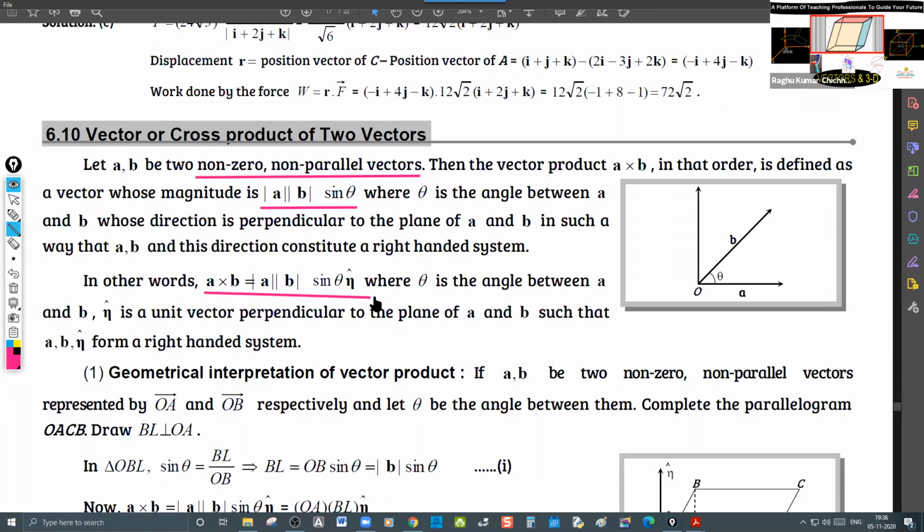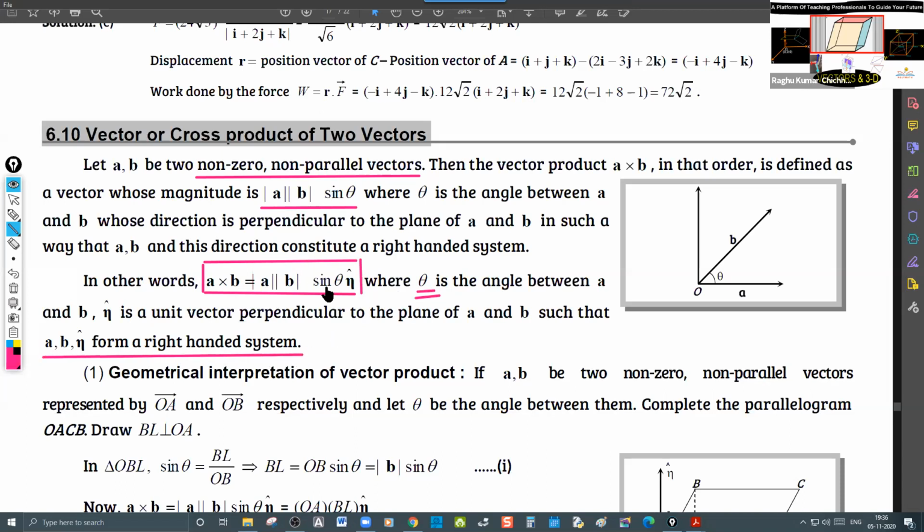A bar cross B bar is equal to mod A bar into mod B bar into sine theta into n cap, where n cap is a unit vector in the direction of A bar cross B bar, where theta is the angle between the two vectors A bar and B bar. And very importantly, you have to understand that this forms a right-handed system.